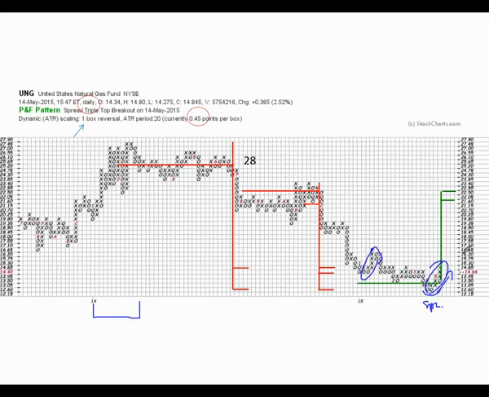Mm-hmm. And that's what the question was about, so you answered it, but let me just rephrase the question here. So how do we know that we wouldn't continue the count to the downside and that we actually project into the upside?